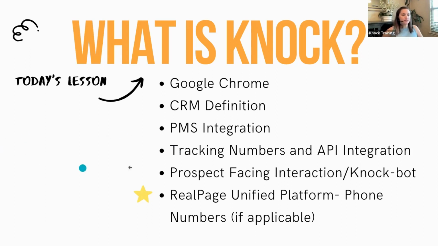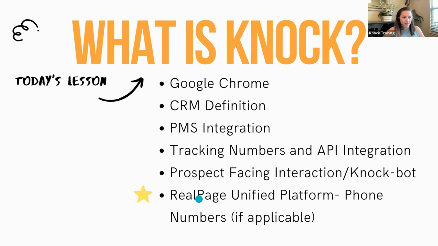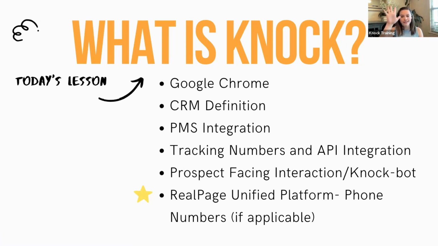Now, the last two things that I wanted to talk about are the prospect-facing interaction tool, the Knockbot, and a very specific feature that I also wanted to mention before we get into that, and that's the RealPage Unified Platform phone number importance. So, for those of you who are utilizing RealPage Unified, utilizing OneSite, in order for us to manage outbound calls, we're going to need to update your phone number in a specific place within the unified platform. So there is an area within the Knock CRM where phone numbers are updated. And for the rest of us, we're going to be able to utilize that.